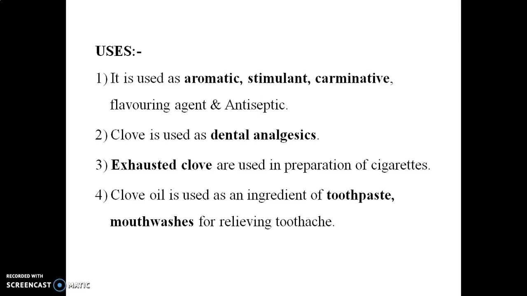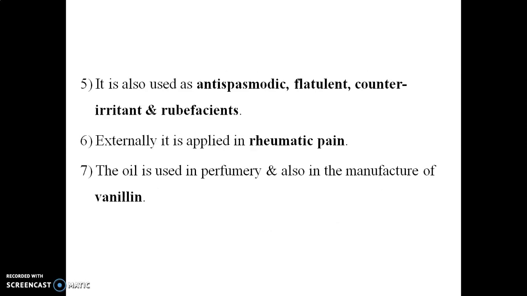Then exhausted clove is used in the preparation of cigarettes. Exhausted, we already know, means the active constituent, that is the volatile oil present in the clove, is already removed. So the bulk of the clove which remains does not contain volatile oil, and that can be used in the preparation of cigarettes. Then clove oil is used as an ingredient of toothpaste and mouthwashes for relieving toothache. So for treatment of different tooth pains or gum pains, it can be used in the form of toothpaste as well as mouthwashes.